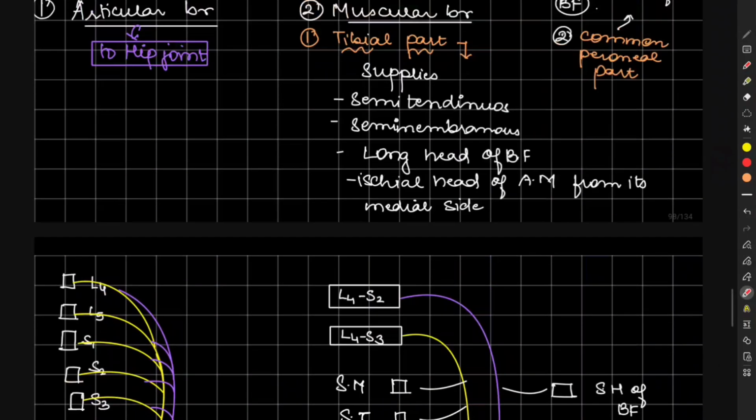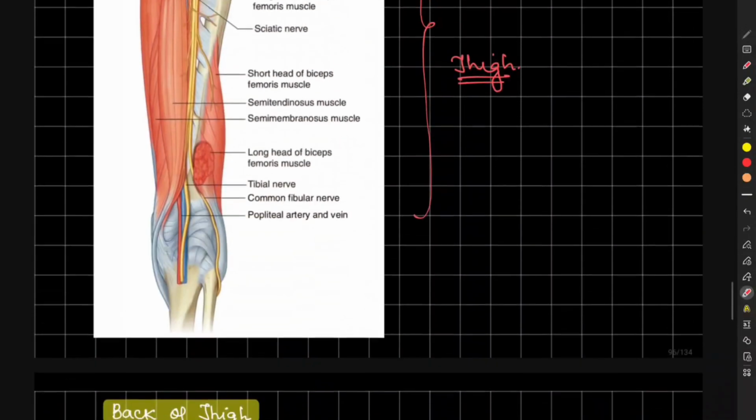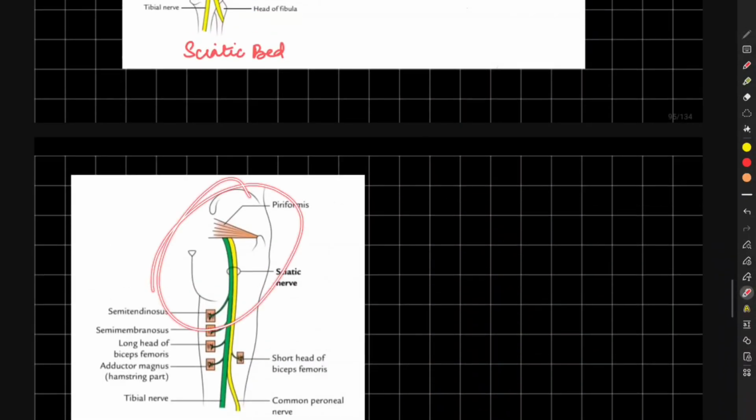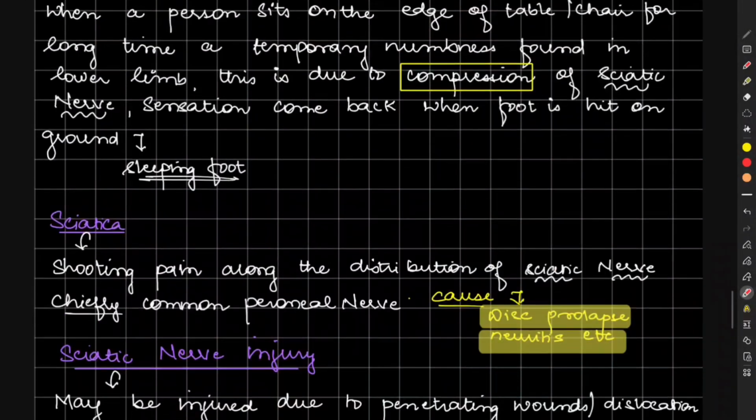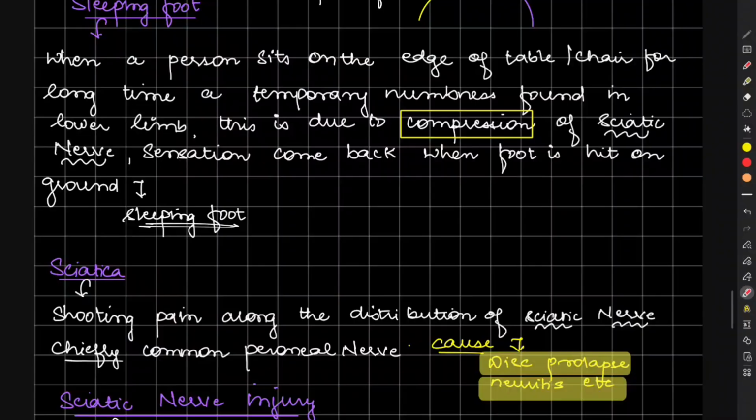Now, talking about the sleeping foot, what happens? The sciatic nerve is in the gluteal region. If we are sitting for a long time on the edge of a hard table or chair, the nerve gets compressed between the edge of the table and the femur, because it passes near the greater trochanter of the femur.